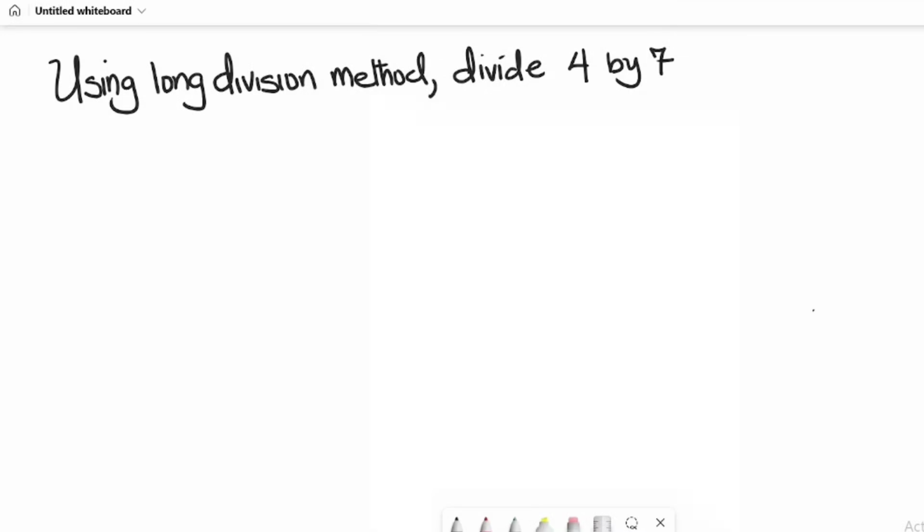Alright, let's continue from where we stopped on the long division method. The question said, using the long division method, divide 4 by 7. That is, we should use the long division method to do 4 divided by 7. Now we talked about this. We're going to be taking it step by step.